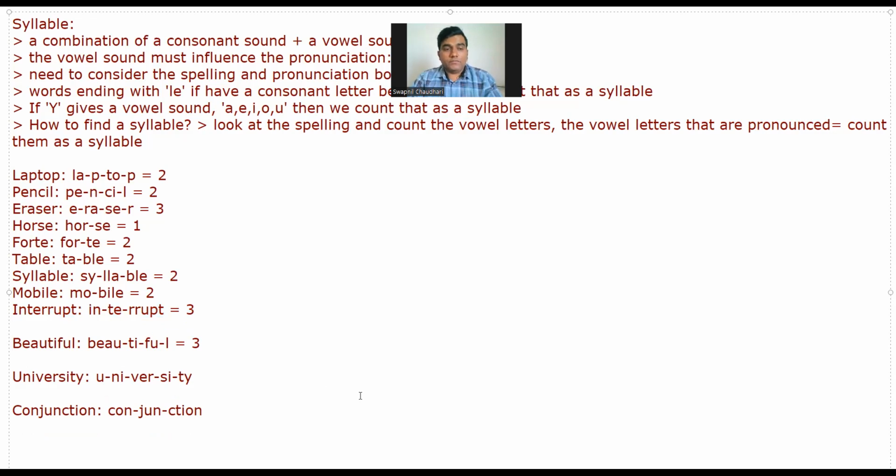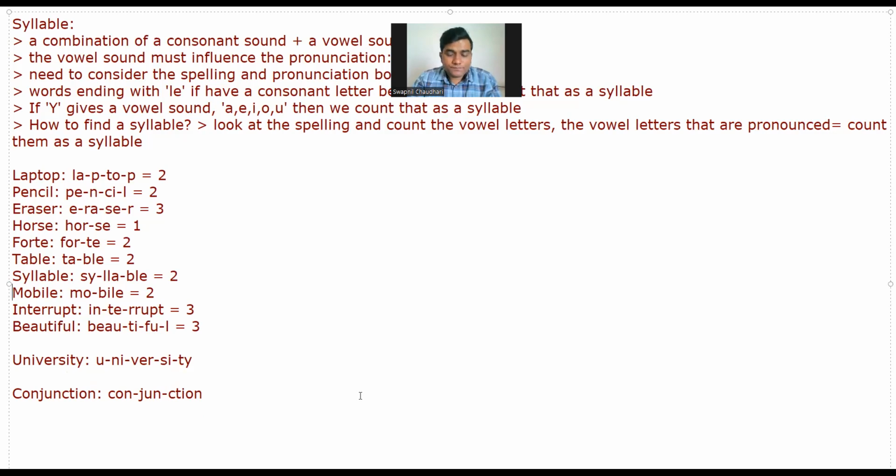Then we have beautiful. Let's check with that. See, beautiful, beautiful, beautiful, beautiful. Right? So I'm exaggerating it. I'm trying to say it louder, or I'm stretching it more just to explain it. So over here we have three syllables.